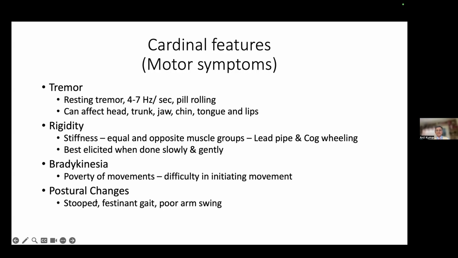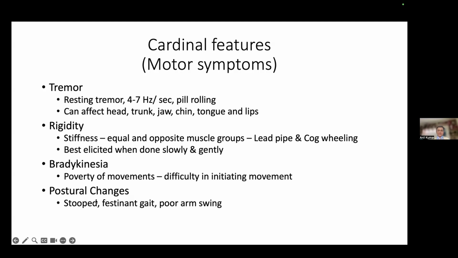Rigidity, a stiffness, and that is stiffness in equal and opposite muscles, like a lead pipe. And when there is tremor interspersed with the rigidity, it's called cogwheeling. Always remember that it is different from spasticity, because spasticity is clasp knife. So when you try to open it, it doesn't open and then suddenly opens, and when you try to close it, it doesn't close, then suddenly closes. So that's clasp knife, but that is for the pyramidal tract. Parkinson's is extrapyramidal, where you have a continuous lead pipe rigidity.